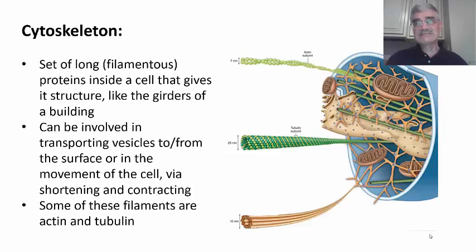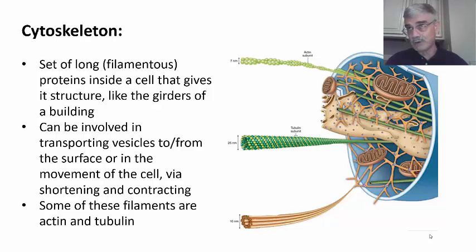And lastly, let's talk about the cytoskeletons. Cytoskeleton are the sort of girders within a cell that are long filamentous protein structures that give some kind of internal support or structure to the cells. They can also be involved in transporting vesicles or proteins from one place to another within a cell, or in some cases for the shortening and contracting of cells. That's why some cells are able to inch along or move or wiggle, because of movements of the cytoskeleton within cells. A couple of more familiar ones of these are actin and tubulin.